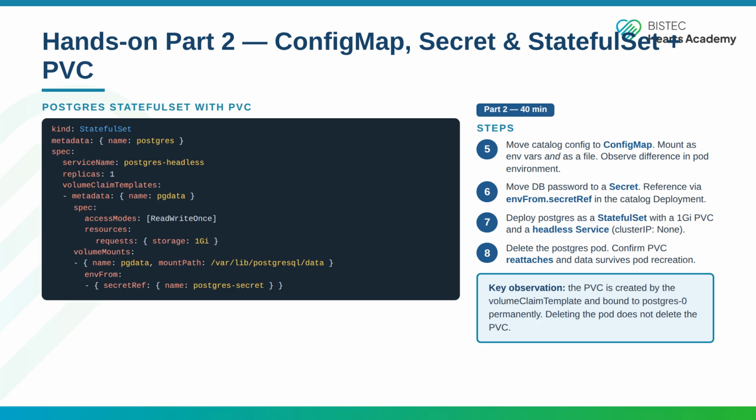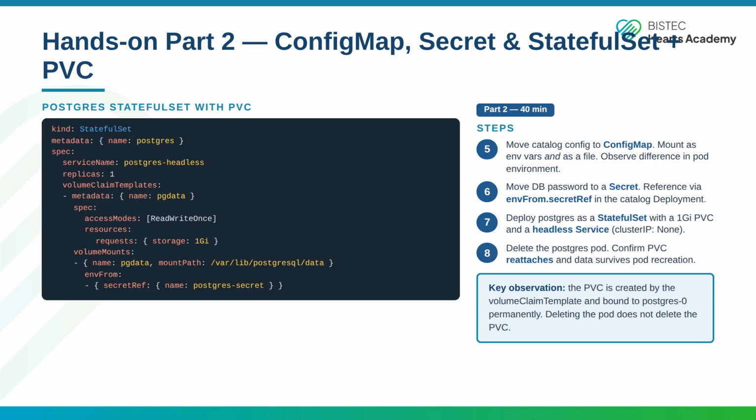Step 7. Deploy Postgres as a stateful set. The serviceName field in the stateful set spec must match a headless service with clusterIP: None. Create the service first. The volumeClaimTemplates block creates a 1 GB PVC called pgdata for postgres-0 automatically, mounted at /var/lib/postgresql/data.